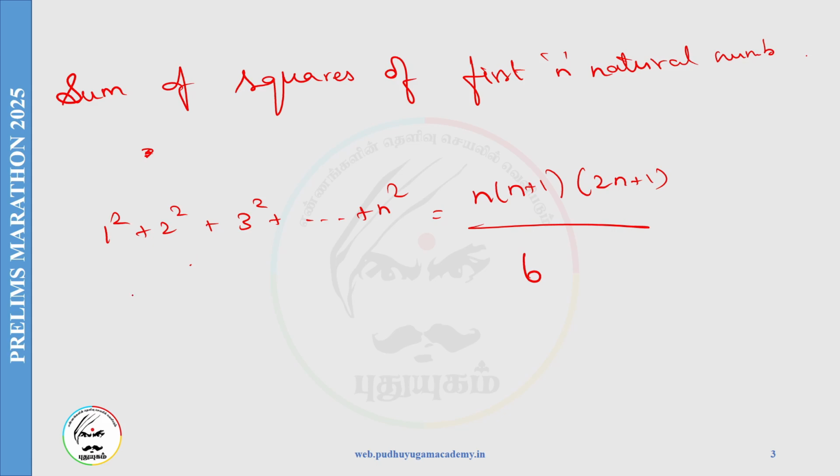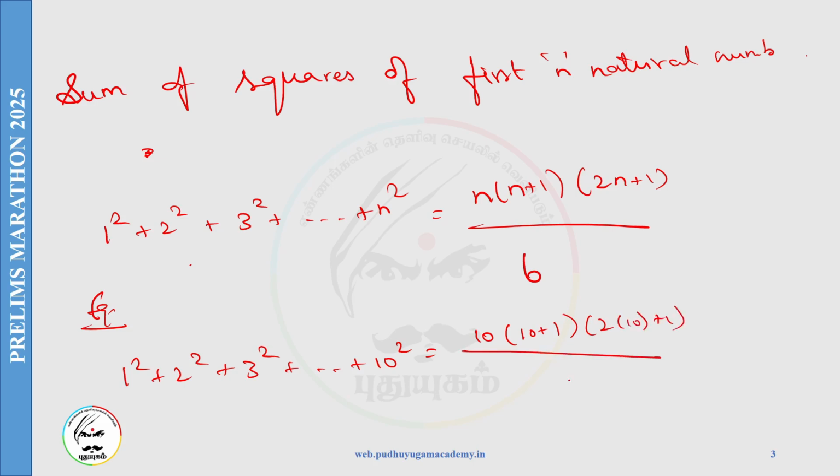So we can solve some examples: 1 square plus 2 square plus 3 square plus up to 10 square, right? So 10 into 10 plus 1 into 2 into 10 plus 1 divided by 6, right? So 10, 11 and 21 divided by 6. You can solve this as 2 5s are 10, 2 3s are 6, 3 7s are 21, 5 into 77, right? So the answer is 5 7s are 35, 385, right? So this is how you will be solving, right?